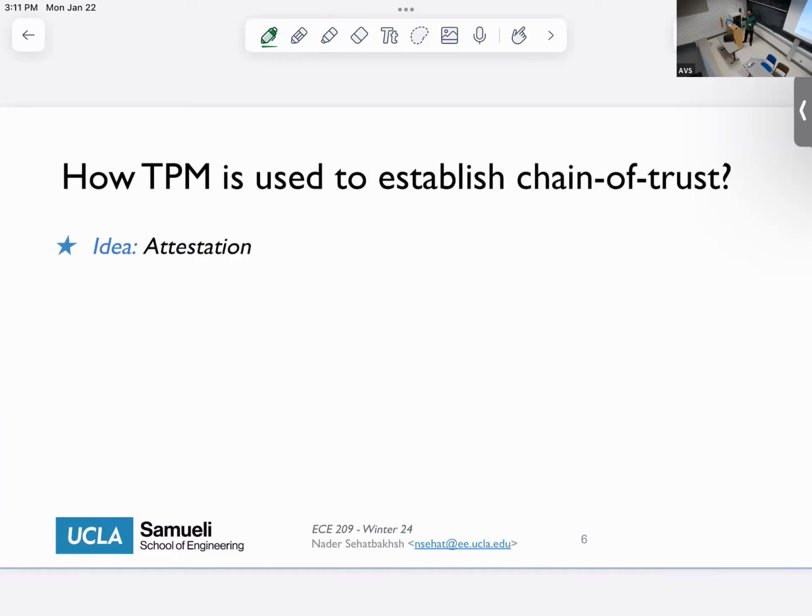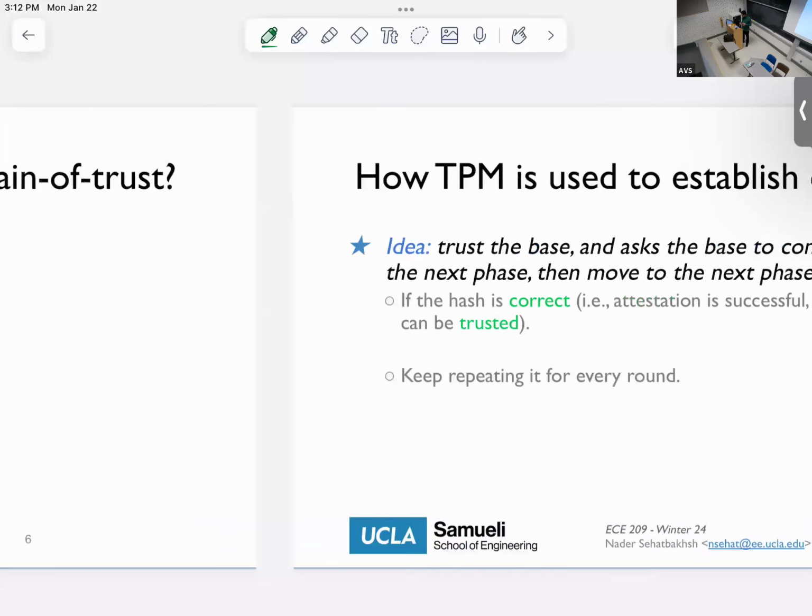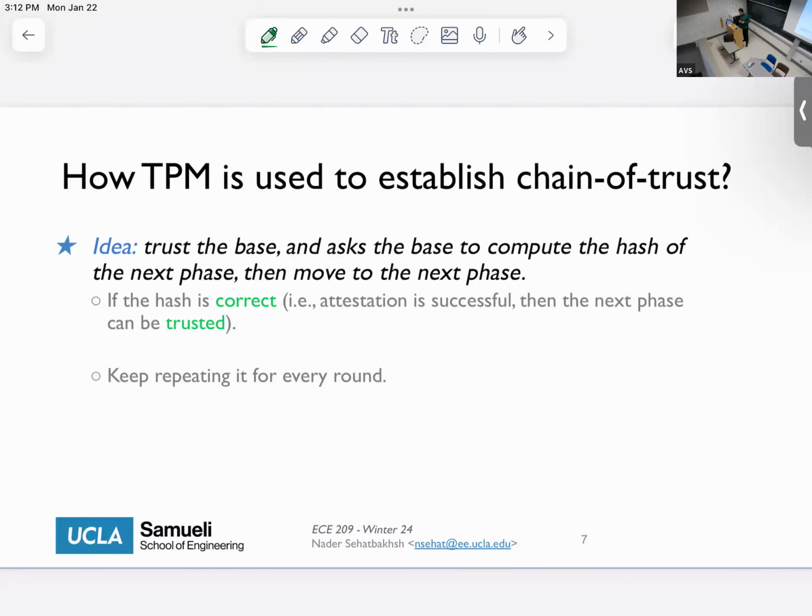So how do we actually build the trust on top of the TPM? We're going to use a protocol called the attestation protocol. We're going to talk a lot about attestation later, but the basics of attestation for this particular concept of secure boot is that we trust the base, and at the beginning that base is just the hardware. We ask the base to compute an attestation report, or check the integrity and correctness of another layer. If the base verifies that, then we can trust that layer and hand the control to it.